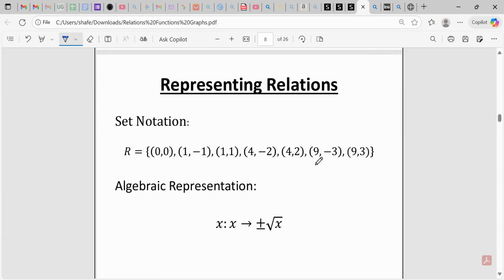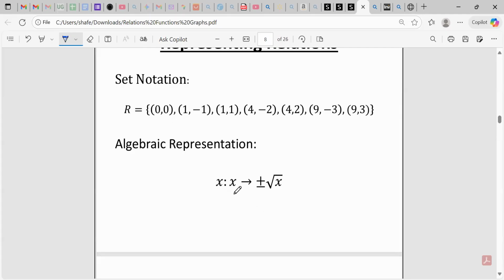This is a third one, right? So this might be harder for you to figure out. These pairs here: do you see that if you take the square root of the first number, you get the second one? Watch. Square root of 1, you get minus 1 as well as 1. Square root of 4, you get minus 2 and 2. Square root of 9, you get minus 3 and 3, right? Good. So we take all of that. This is how we represent it: x maps onto the positive and negative square root of x.